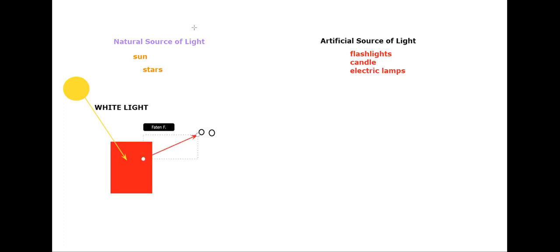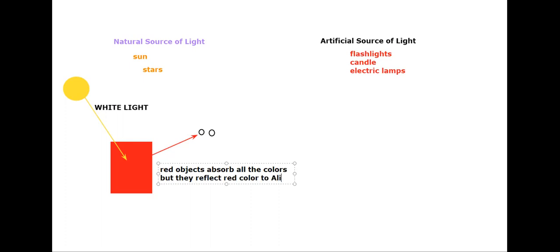So they absorb all of the other colors. Red objects absorb all the colors, but they reflect which color? Red, to Ali's eyes. They reflect red color to Ali's eyes.